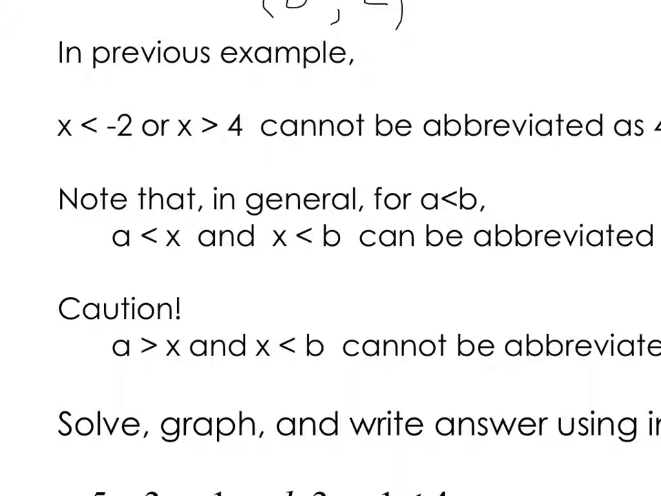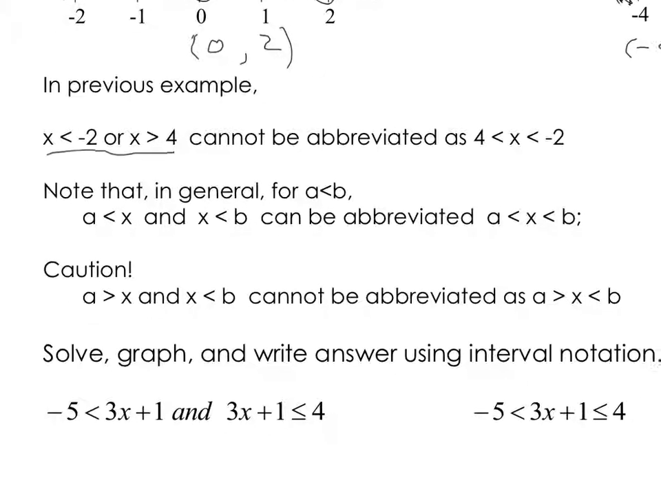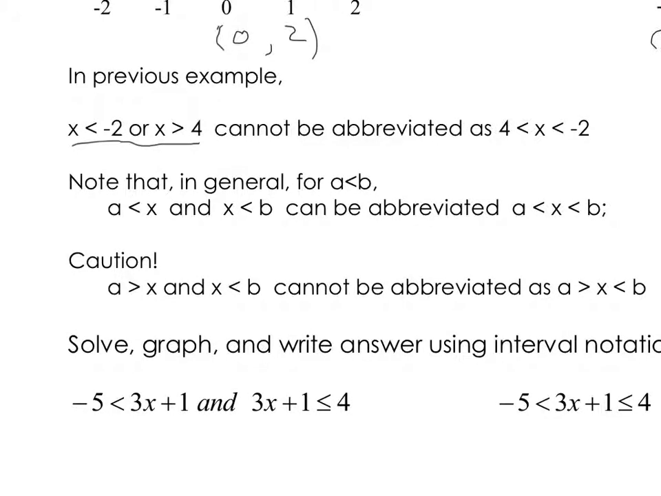In the previous example, x is less than negative 2 or x is greater than 4. Be very careful with that. Do not be tempted to write that as 4 is less than x is less than negative 2. Notice that when we have compound inequalities such as this, the smaller number must always be on the left. The smaller number needs to be on the left. The larger number needs to be on the right. That's not the case here.